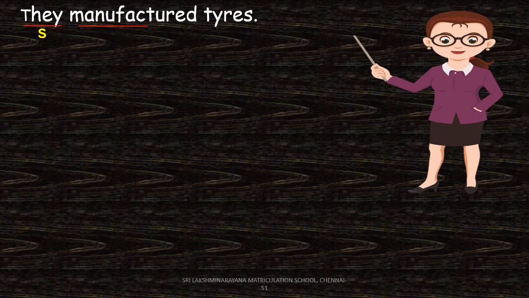Next, manufacture denotes the action. So manufacture is the verb. And what is this tires, children? Tires is the object. You ask a question, what they manufactured. If it answers to the question what, then that is the object. So what is the sentence pattern of this sentence, children? SVO.